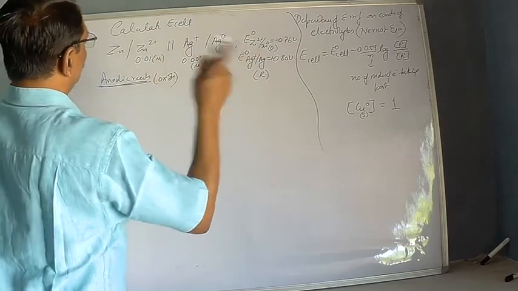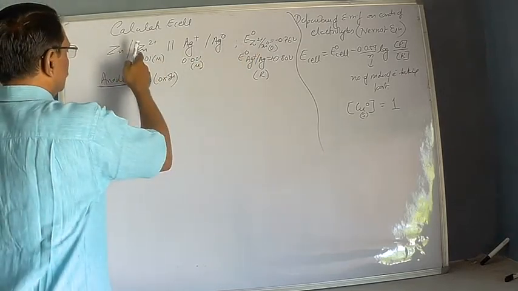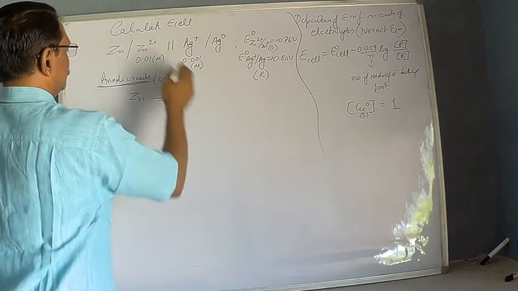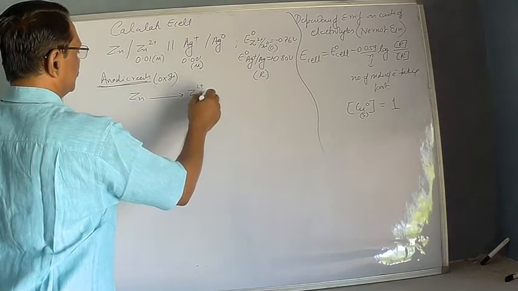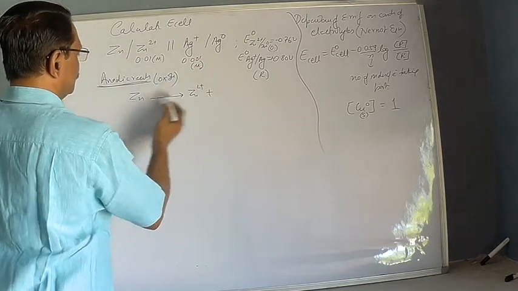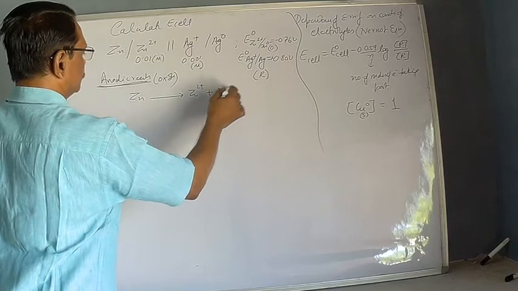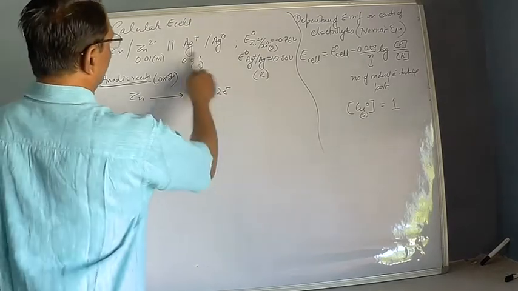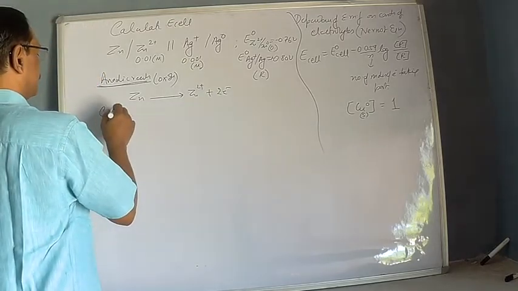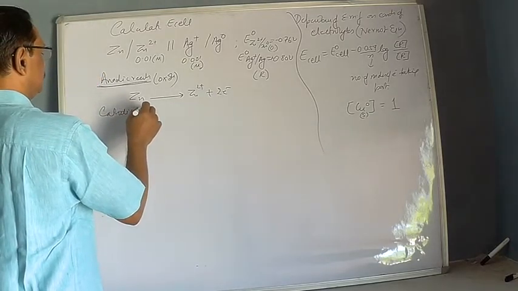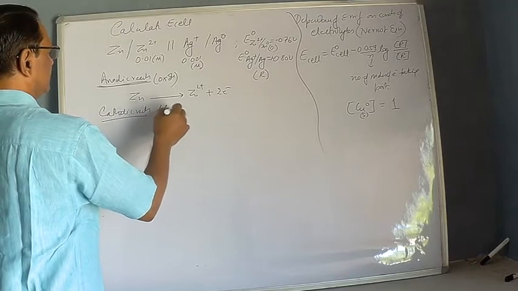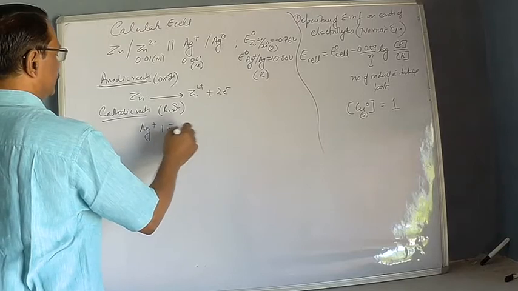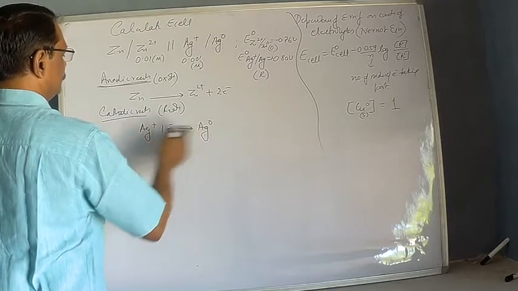Class, remember, the reaction has already been shown over here. So, Zn was the initial state, Zn2+ was the final state, and since oxidation is taking place, change by 2 electrons, so I will write here 2 electrons. Similarly, reduction of silver taking place, cathodic reaction, reduction, Ag+ plus 1 electron gives me Ag0. This is a cathodic reaction.